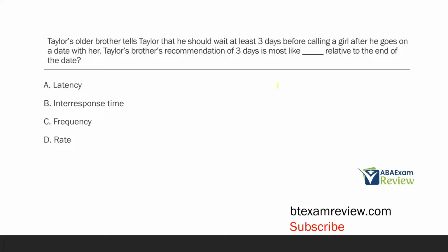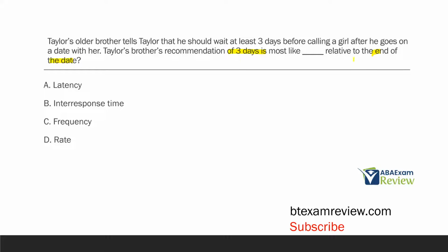Taylor's older brother tells Taylor that he should wait at least 3 days before calling a girl after he goes on a date with her. Taylor's brother's recommendation of 3 days is most like blank relative to the end of the date. All right, kind of a tricky question here. Let's slow down and try to understand what we're looking for. We have Taylor's brother's recommendation of 3 days. 3 days relative to what? Relative to the end of the date.